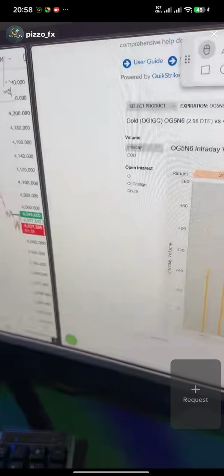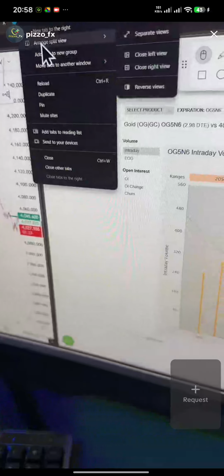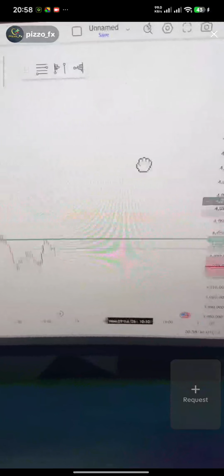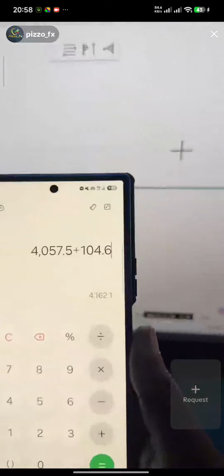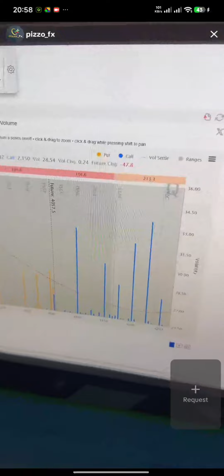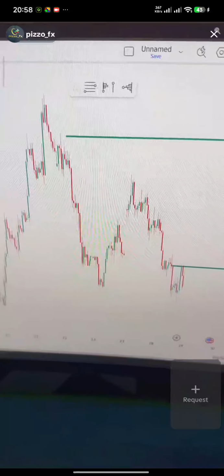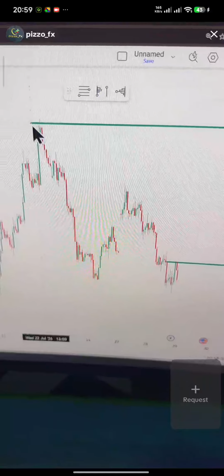Let me show you. Let me open split view and show you. So 4162.5, was it 4162.5? Let's check that again. 104.6, so 4162. There's a high probability of the market reacting at 4162. Why is that 4162? Let me mark 4162, that zone.